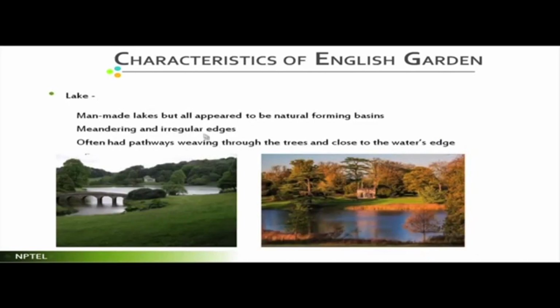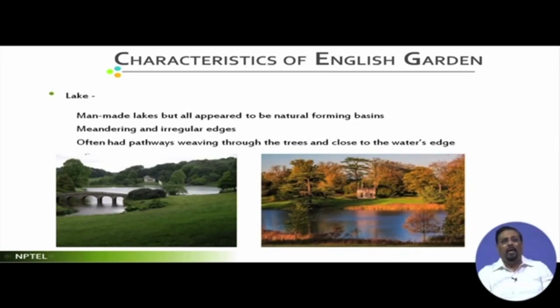The characteristics again here, now focusing on this, they have lakes, they have created lakes. Look at these lakes, these pictures. Don't they look like natural lakes? We can assure you they are not natural. They are man-made. They have been created very, very deliberately. This deliberate creation of the water bodies, very nicely designed, but constructed in such a manner that it looks natural. This is one of the interesting and most important parts of this particular English landscape style.